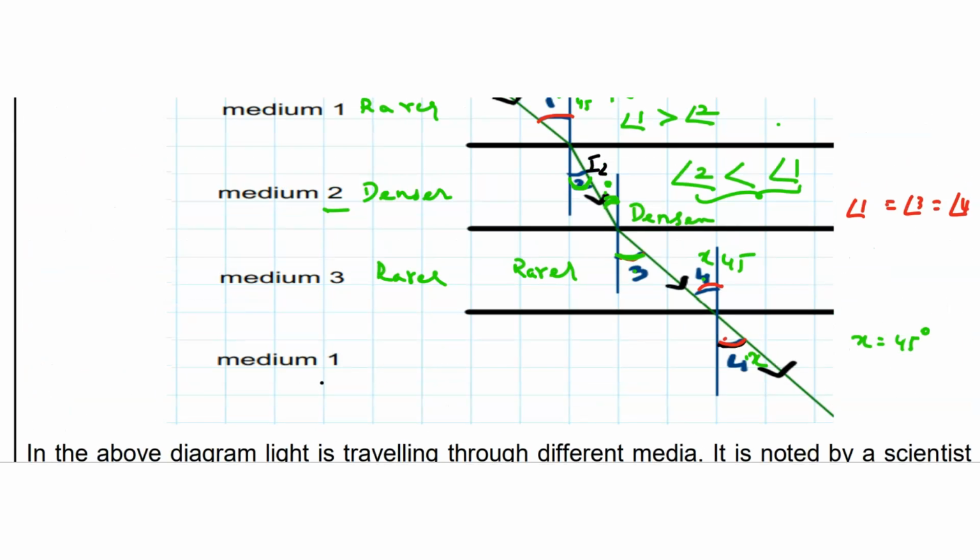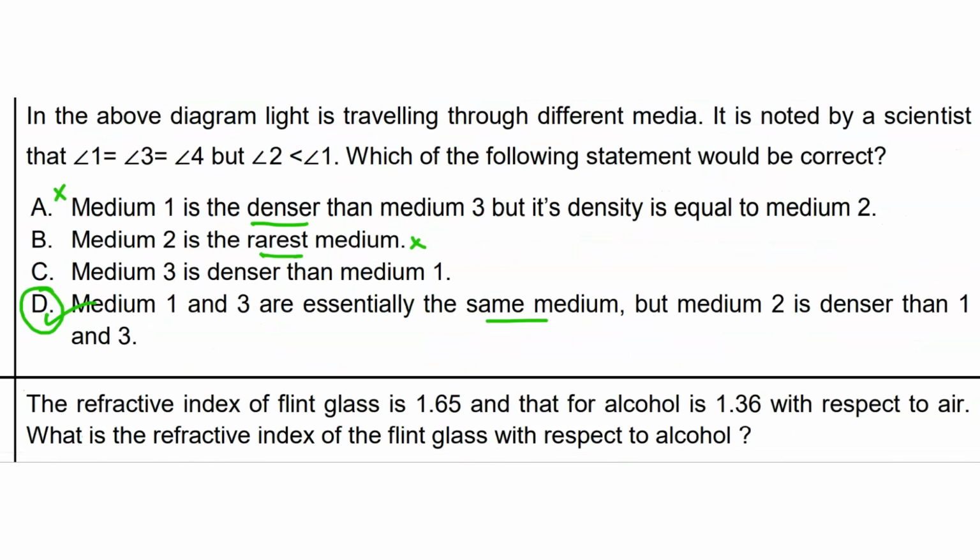This is the conclusion. Based on the angles, we come to the conclusion. So always keep that in mind. When light travels from rarer medium to denser medium, angle of incidence will be greater than angle of refraction. Whereas when light travels from denser to rarer medium, its angle of incidence will be smaller when compared to angle of refraction. So with this given information, we concluded that option D is correct.